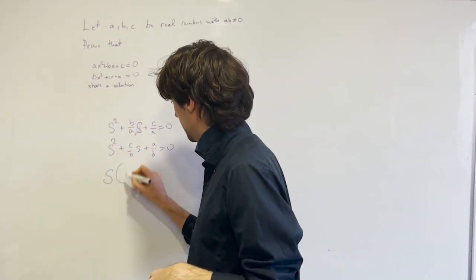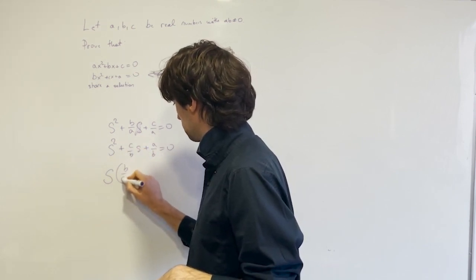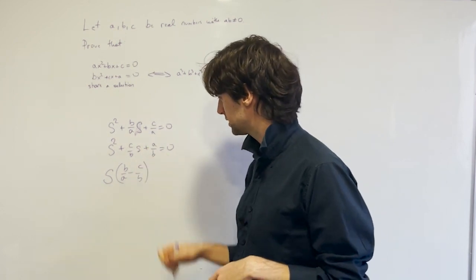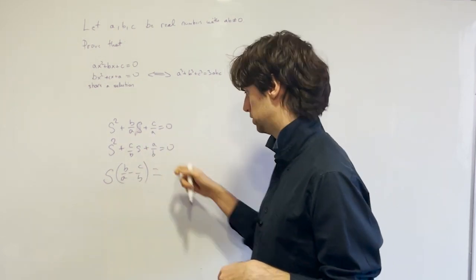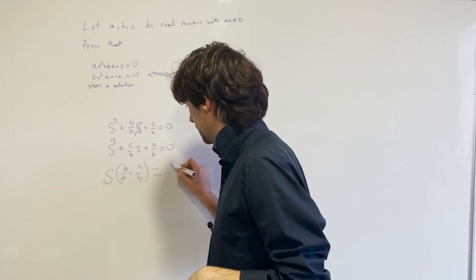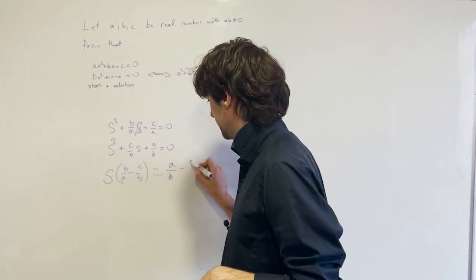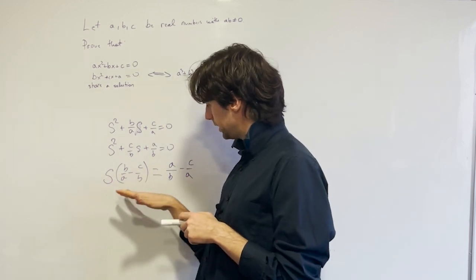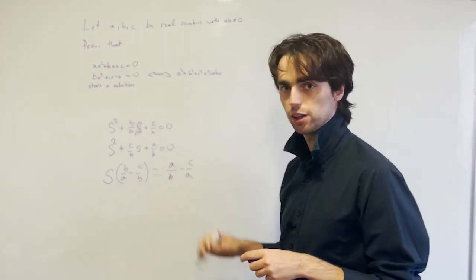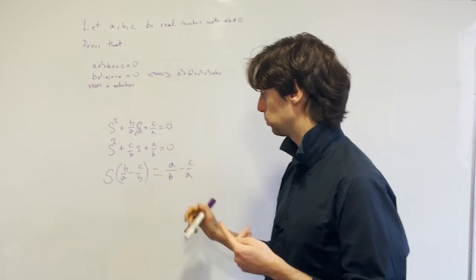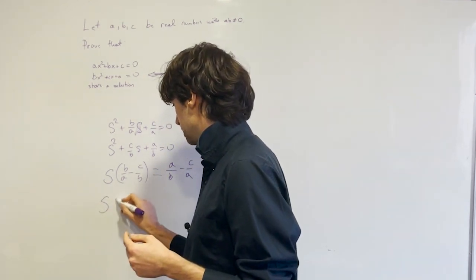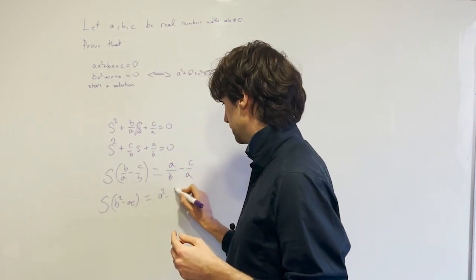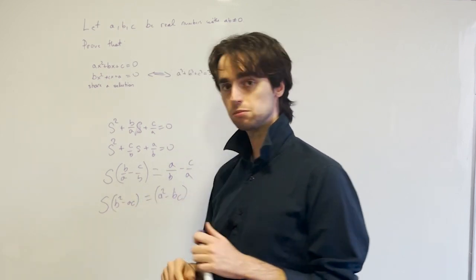Subtracting, we get S times, so this is going to be, over A minus C over B, is going to be equal to this minus this. Let's move it to the other side immediately so that it's this minus this. And this is going to be A over B minus C over A. I don't think I've made any mistakes here. B squared, A squared, no, it's all good. So what does this give us? Well, this gives us that S times (B squared minus AC) is equal to A squared minus BC, right?